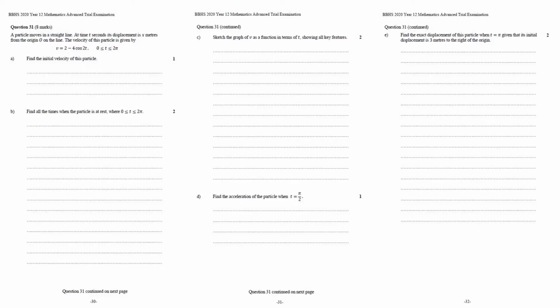So we've got 5 parts to the question. Part A asks us to find the initial velocity of the particle. Part B wants us to find all the times when the particle is at rest. Part C asks us to sketch the graph of v as a function of t. Part D asks us to find the acceleration of the particle when t is equal to pi on 2. And then part E says to find the exact displacement of this particle when t is equal to pi, given that its initial displacement is 3 meters to the right of the origin.